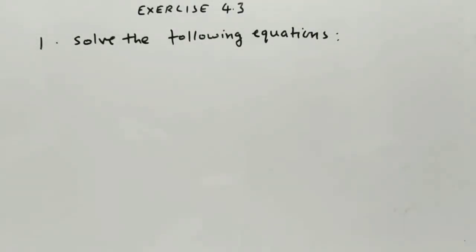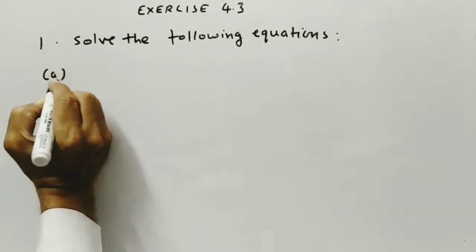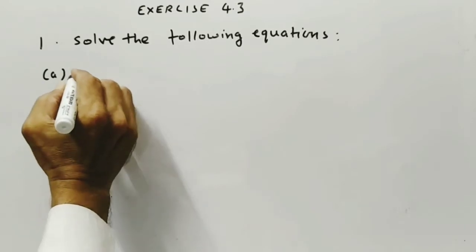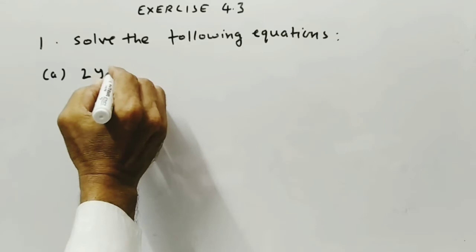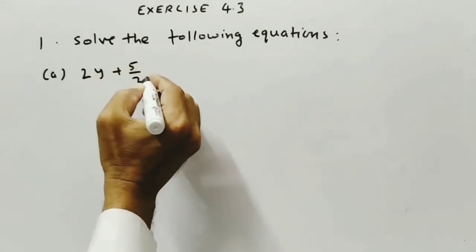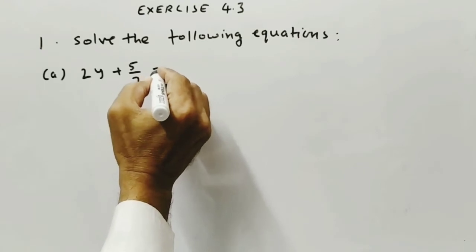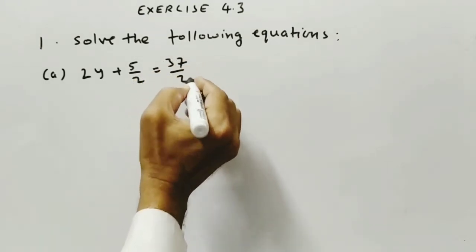Exercise 4.3, question number 1, solve the following equations. A: 2y plus 5/2 is equal to 37/2.